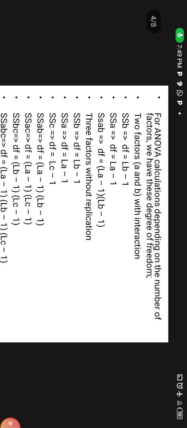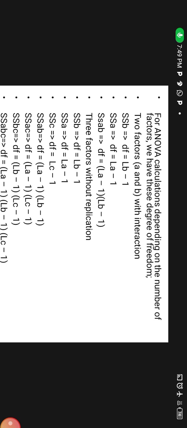So for ANOVA calculation, depending on the number of factors, we have this degree of freedom. For two factors A and B, with the interaction, for SSB the degree of freedom is LB minus 1. For SSA, that's for factor A, the degree of freedom is LA minus 1. For SSAB, the interaction of A and B, the degree of freedom is (LA minus 1) times (LB minus 1).